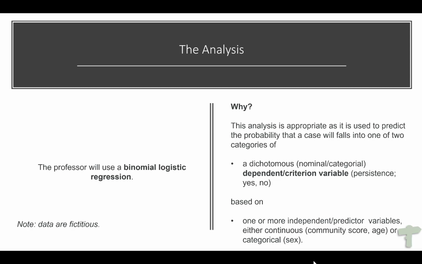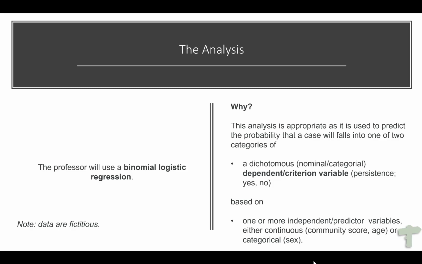And we're looking at whether or not this happens or the likelihood of this persistence based on three what are called independent or predictor variables. Like I said, the community score, age, and sex. Now, something important to note here is when you do a binomial logistical regression, your independent or predictor variables that you're interested in can be continuous, they can be interval, ratio, or they can be categorical.